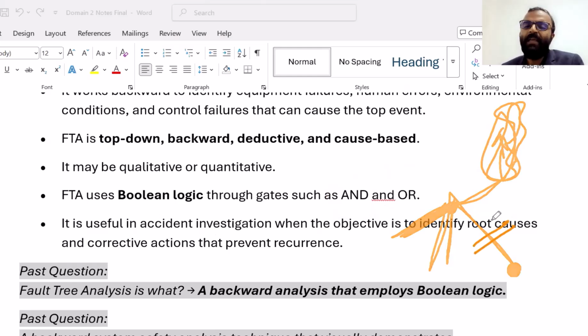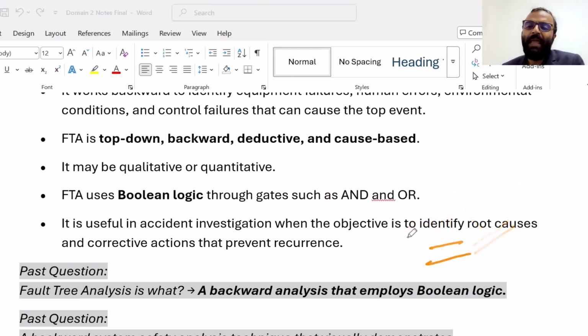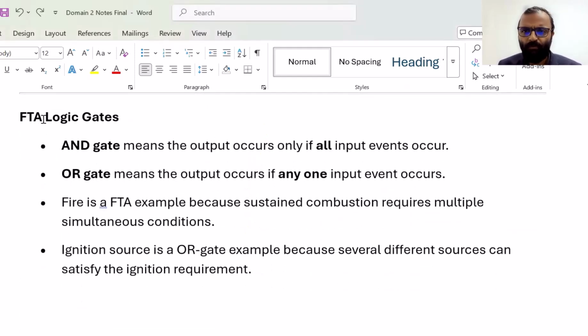So fuel was there, oxygen was there, and a cigarette was there. AND means all these factors coming together will cause that accident. OR means any one of the factors coming will cause your accident. So these are your logic gates, AND gate and OR gate. AND gate means all the events have to occur. OR gate means any one has to occur.